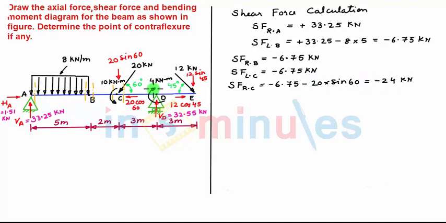By taking a section towards left of D and very near to it, the shear force towards left of D is, if you consider the left hand side of section, between these two sections there is no addition of vertical force, so shear force towards left of D will be same and equal to minus 24 kN.